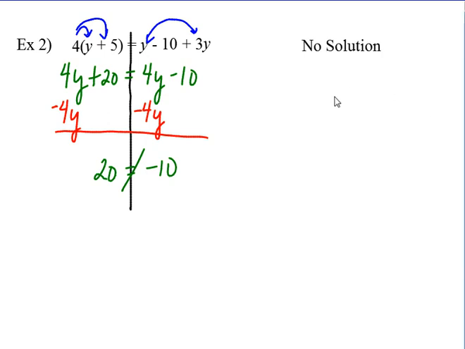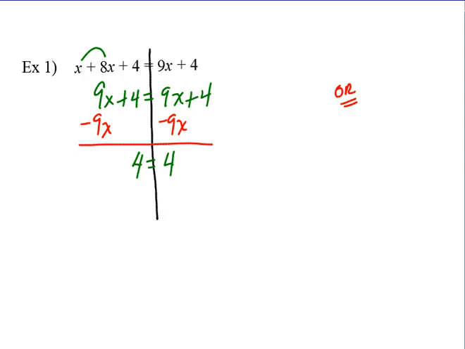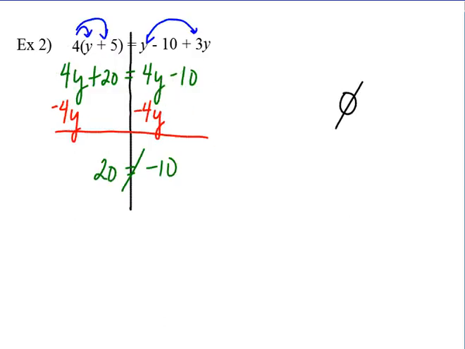If you didn't want to write the words no solution, you could use a 0 with a line in it, which represents an empty set. That means there isn't anything possible that would work for this problem. So that's just something to think about. Now realize, whether it was this problem or the one previous to it, we did not check our solution. We did not need to because we had no variables at the end. Remember, you need to have a variable to plug back in to check. So we didn't need to check there.